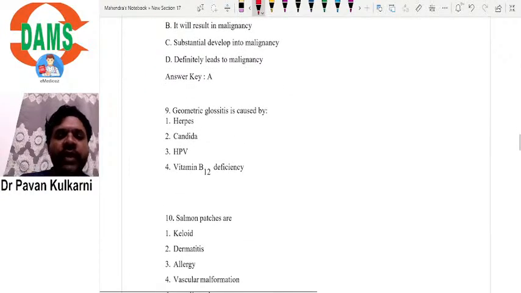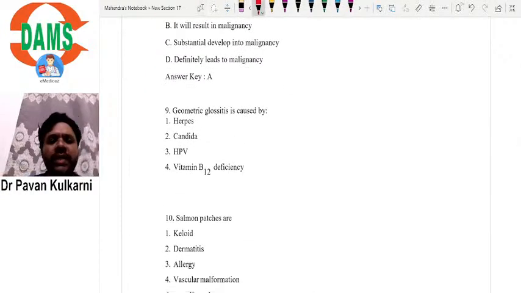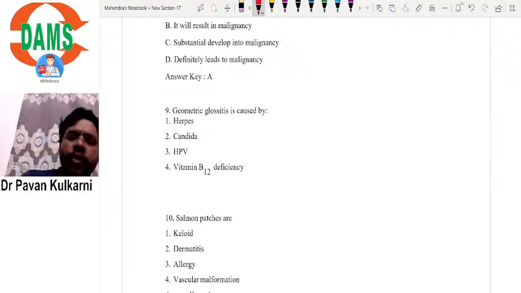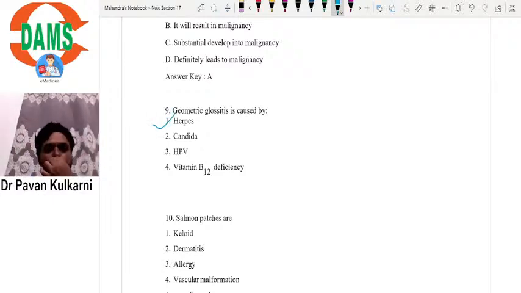Okay, let us move on to the next question here. Geometric glossitis is caused by. See, this word is very characteristic. What is this geometric glossitis? Geometric glossitis is a term in which the tongue will show inflammation, and that too in a map-like area. All of you might have heard about geographic tongue, right? Similarly, the term geometric glossitis is used for herpes. So in herpes infection particularly, you will see oral lesions that are called geometric glossitis.